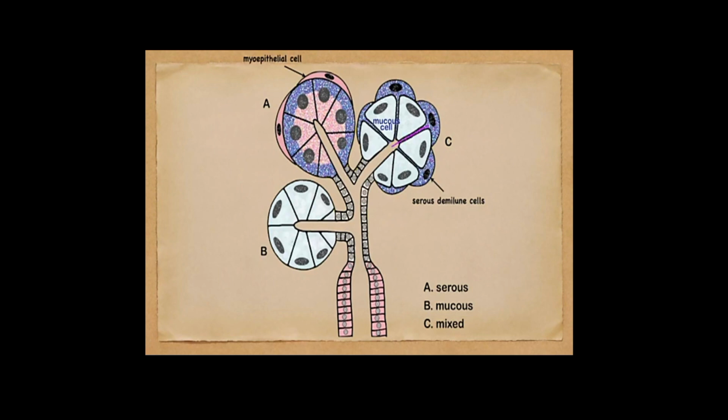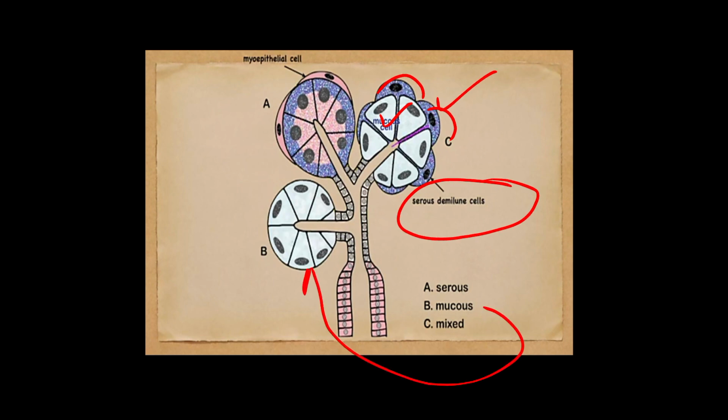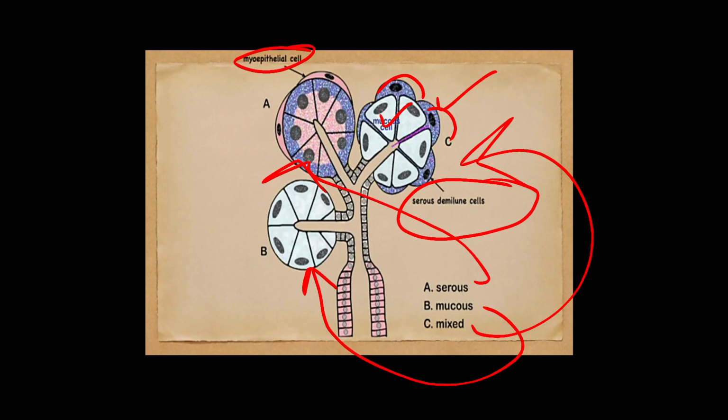Okay, example. Now you can see here serous demilunes like this, these are the half moon shaped structure. This is a mucus cell, and outer to that this is a serous cell. Combinedly it is forming. So mucus means this one, and serous means this one. A is the serous, this is having the myoepithelial cells, and the mixed is having the serous demilunes.